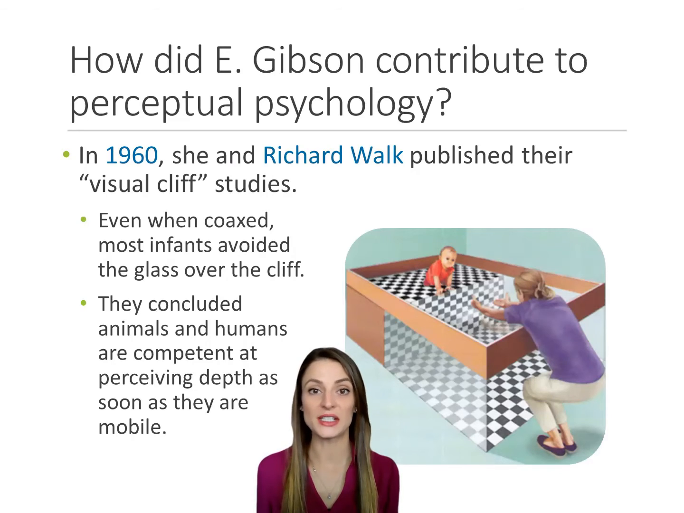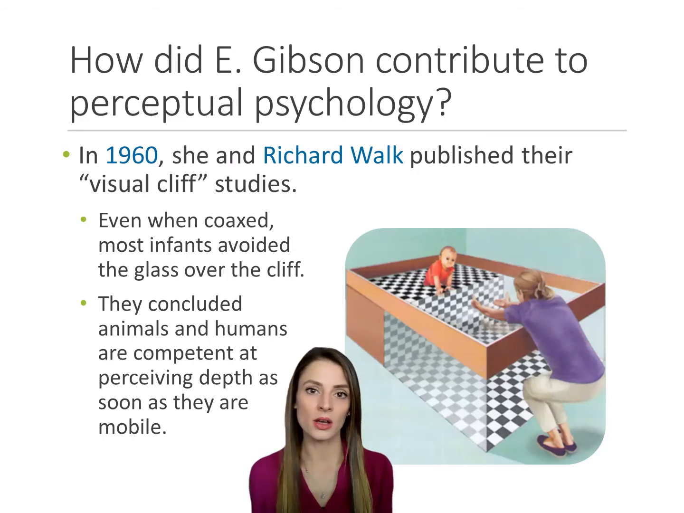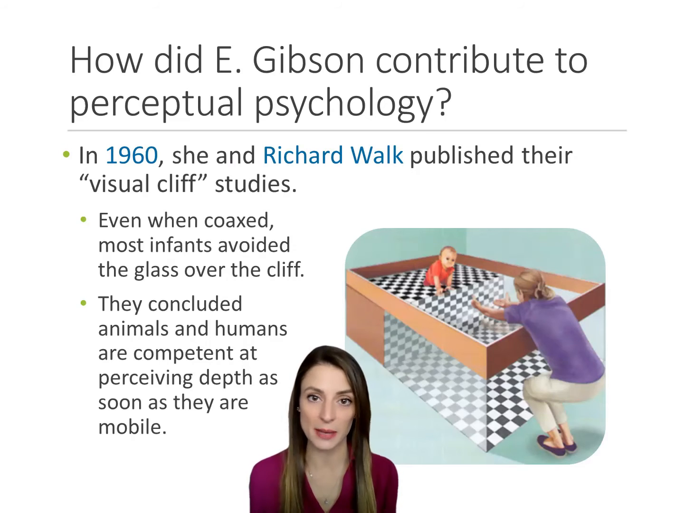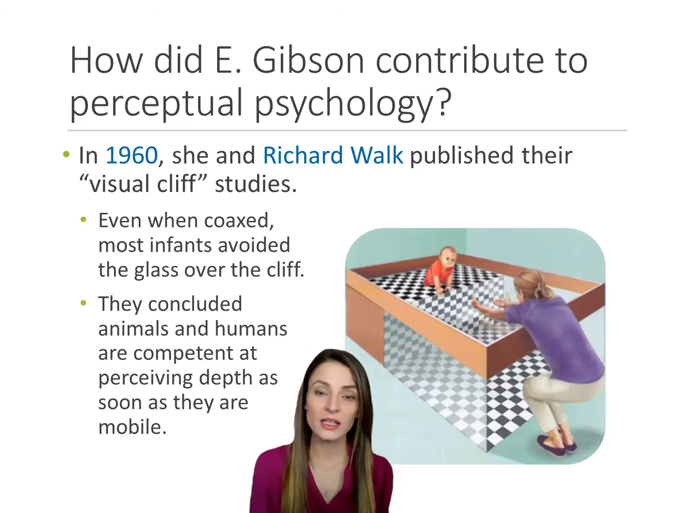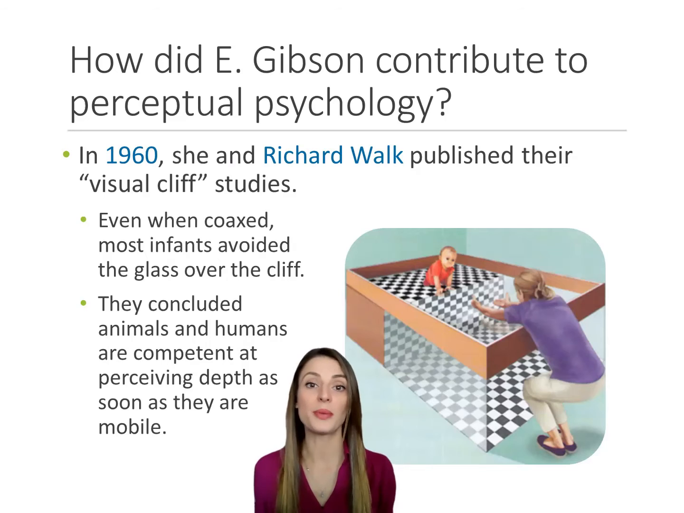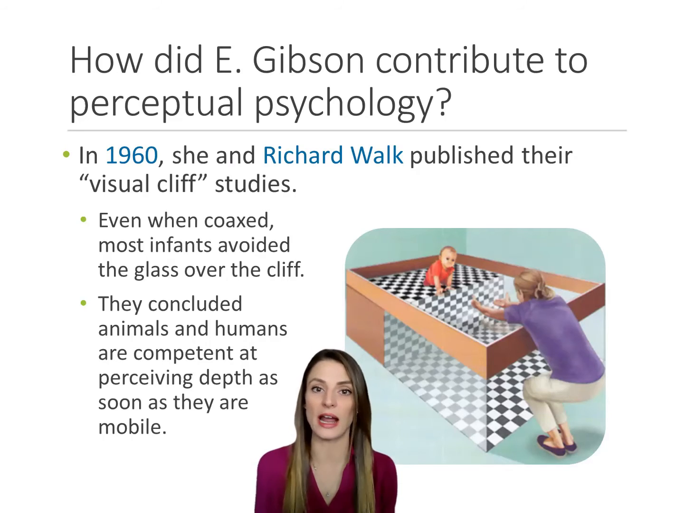They started by studying animals. In their rat studies, they found that as soon as a baby rat was able to move around, that rat was able to perceive depth. Mobility, depth perception appeared to develop at the same pace in baby rats. So then they wanted to study humans.